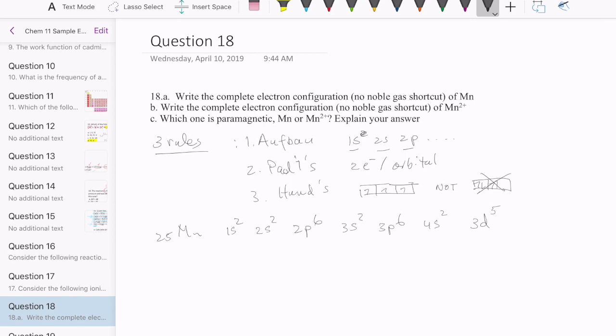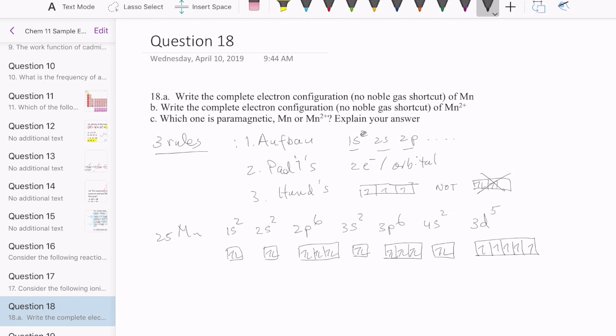then we go to our 3d, and that one would have 5 electrons. Okay. Now, just to show this in the box diagram version, because that will be useful to help answer the rest of this question. This is 3p, this is 4s, then we have 3d, 5, which should look like that due to Hund's rule. Right? Now the next question says write the complete electron configuration of manganese 2+.